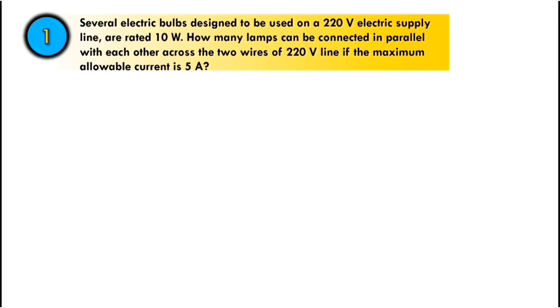So guys, now in the question, the potential difference is given and also the electric power of a bulb, that is 10 watt, and the maximum current is given, it is 5 ampere.